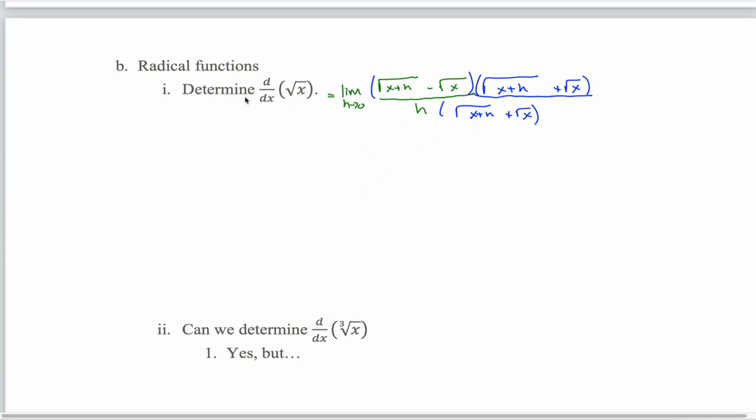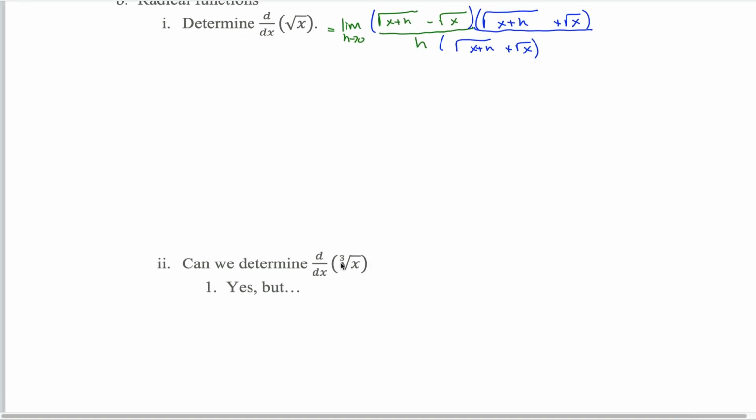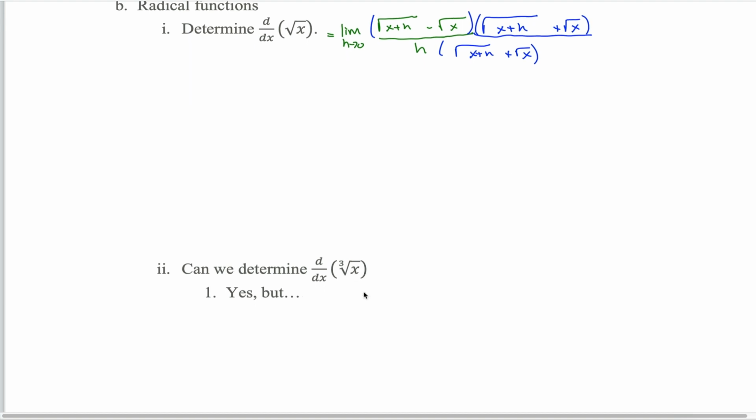Because really, I'm not interested in coming up with the derivative of the square root of x. What I want is the derivative of the nth root of x. I want a rule that will work for any root, not just the square root. So for example, the cubed root. Could we do an argument very similar to the argument that we've been doing for the square root if our function was the cubed root of x?